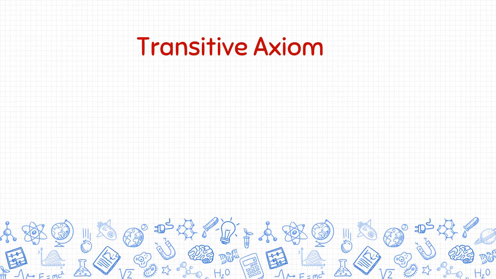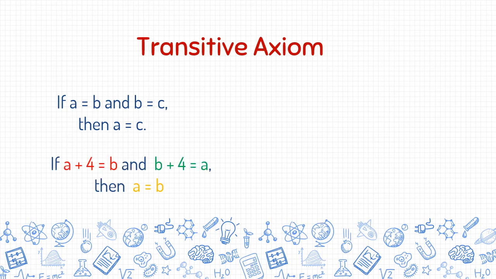Let's have the first axiom, which is the transitive axiom. If A is equal to B and B is equal to C, then A is equal to C. Let's have an example. If A plus 4 is B and B plus 4 is equal to A, then A is equal to B. That's an example of the transitive axiom.